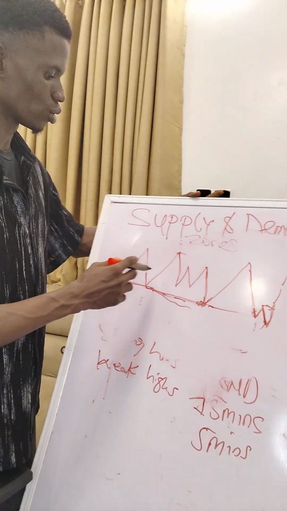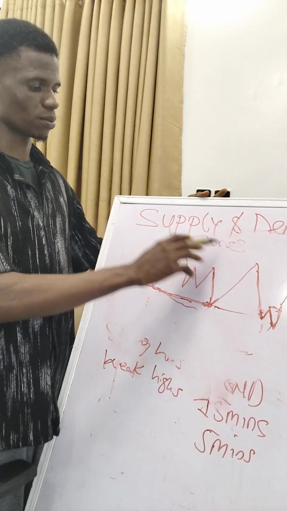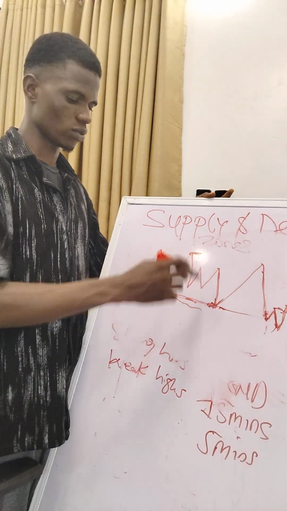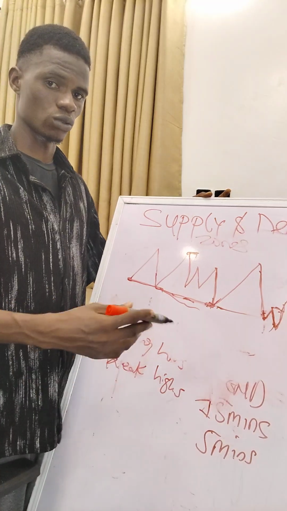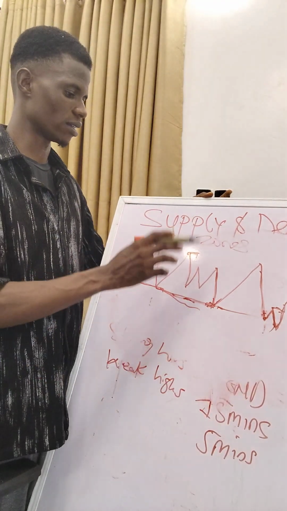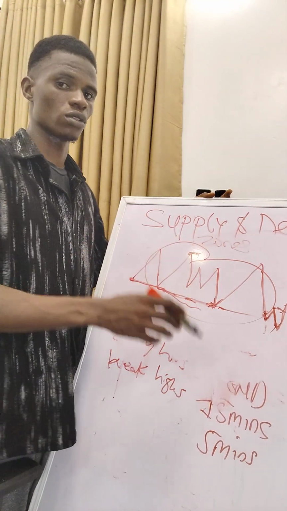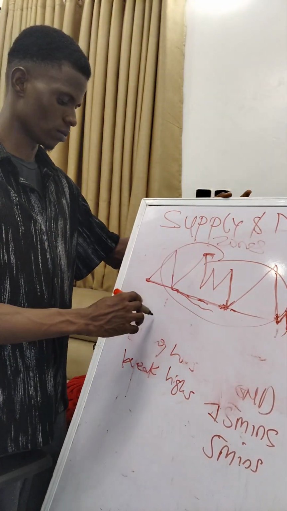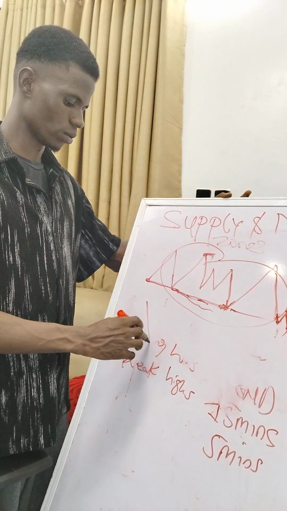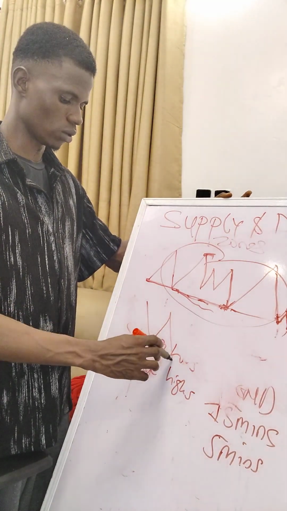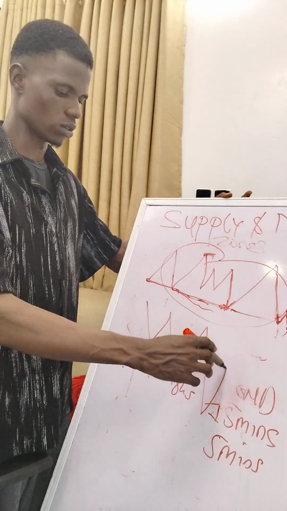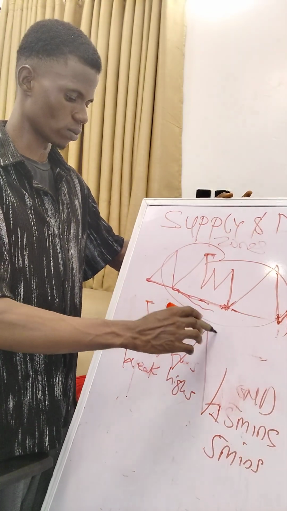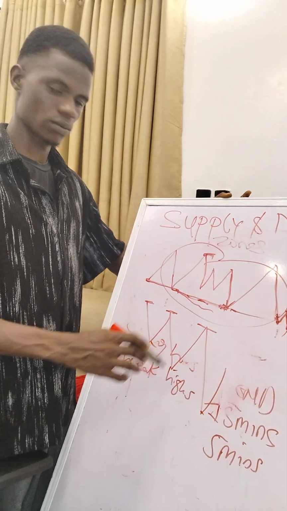So this is how you trade supply, and everything I've explained on this demand zone applies also to the supply zone. For lower lows, lower highs, if you are selling, everything I explained here, you just take it opposite. Supply zone, lower low, lower high, lower low, lower high. This is your supply zone, supply zone, supply zone. These are your demand zones.